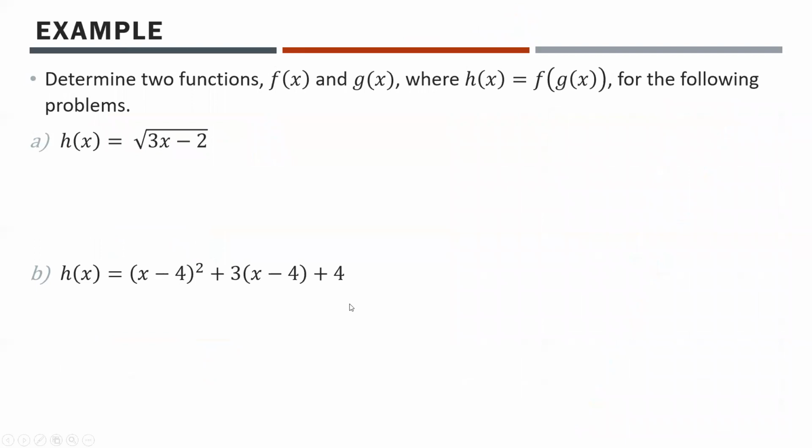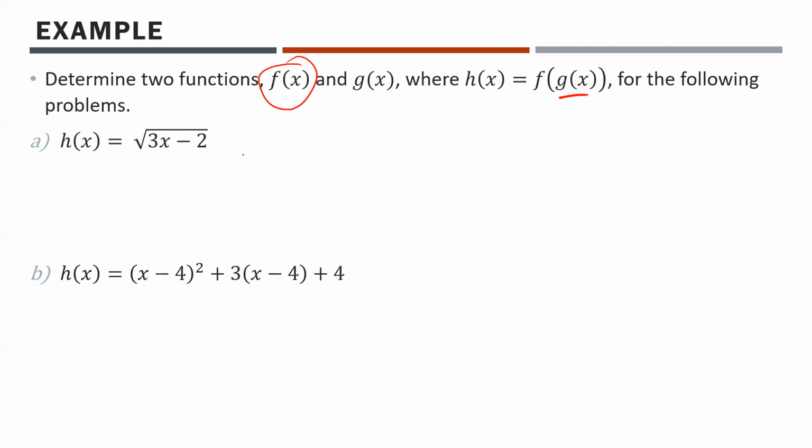All right, I think this is the last thing we're doing here today now. Determine two functions, f of x and g of x, where h of x is f of g of x. So g of x is the innermost piece for the following problems. We're given that h of x equals the square root of 3x minus 2. So basically, you have to think about what an outside function would be, as well as what an inside function would be. The outside function is going to be your f of x, and your inside function is going to be g of x. Let me help you out with this one.